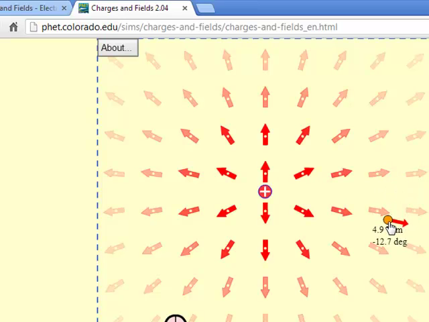So the electric field strength at the point where this sensor is, this 1 Coulomb charge, which is a sensor basically, the force at that point where it is, due to this plus charge in here, is given in this case by 4.9 volts per meter.